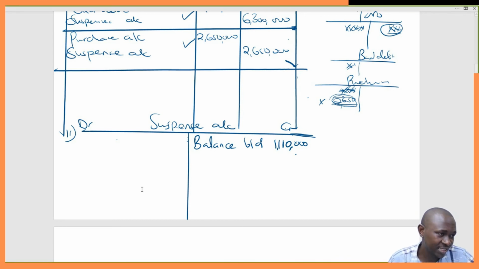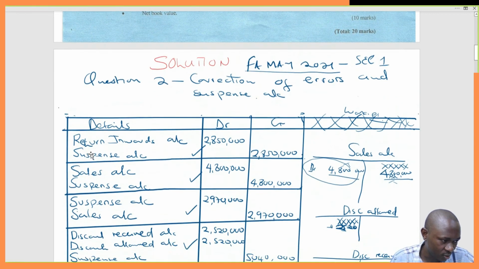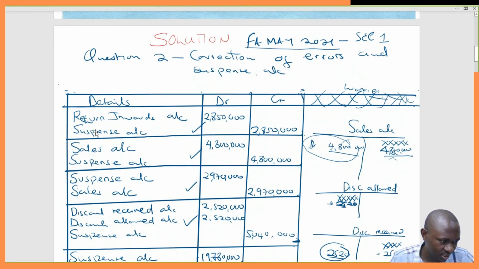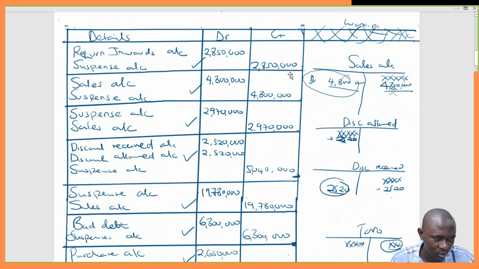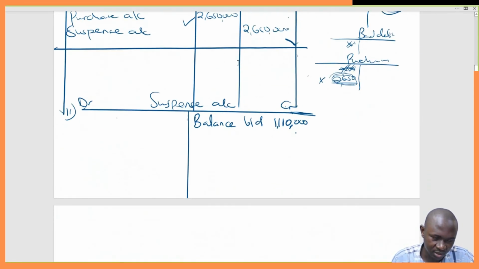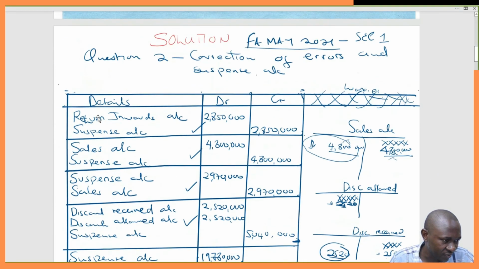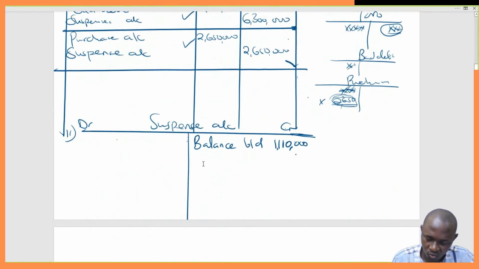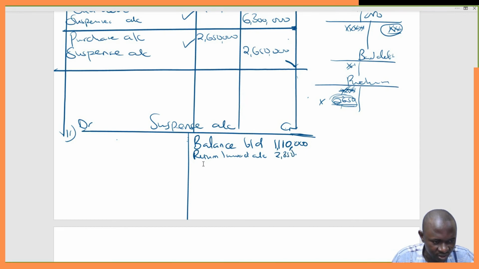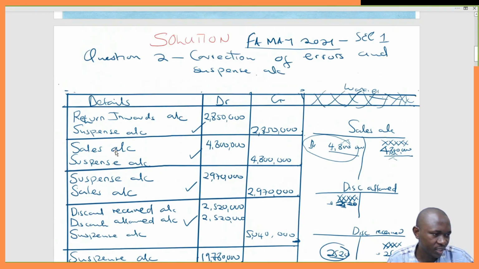And then the rest you just read now from your corrections. You can see the first transaction, suspense account, is a credit of 2850. So just come here and credit the suspense account. It's affected by which account? Return inwards account. So you say return inwards account, how much? 2850,000. Like that. So you just read it. It's affected by return inwards account, 2850, and it's a credit account. So you go to suspense account, you credit it.